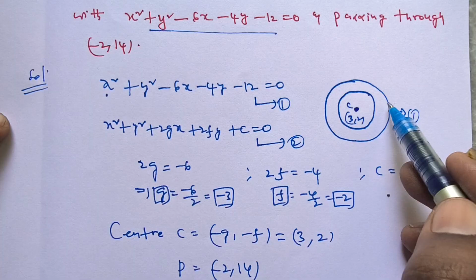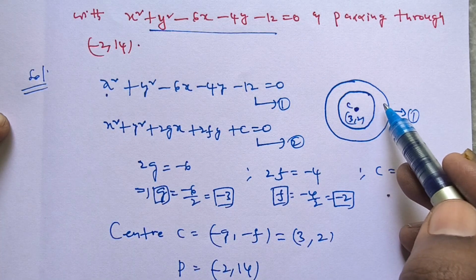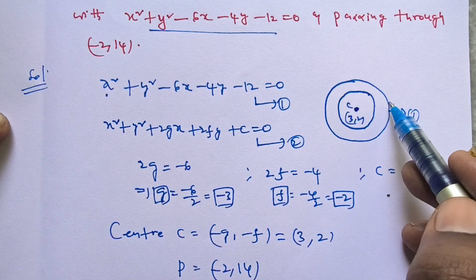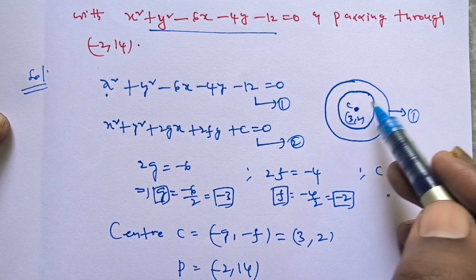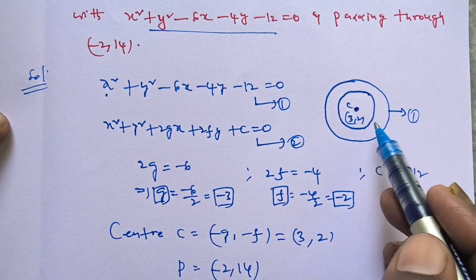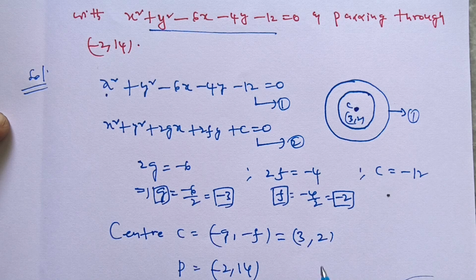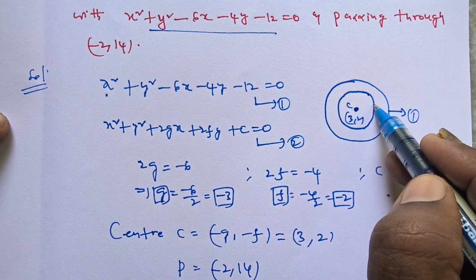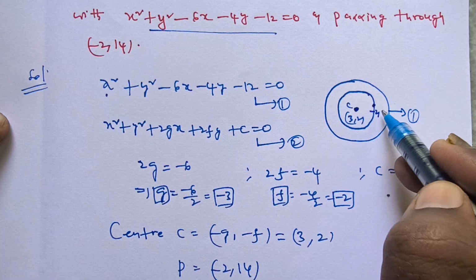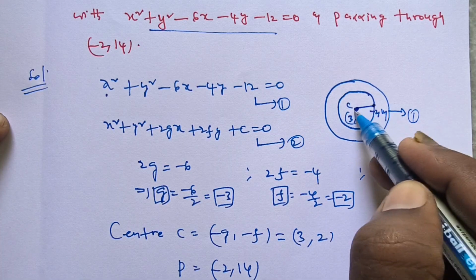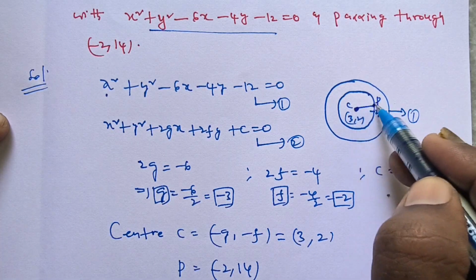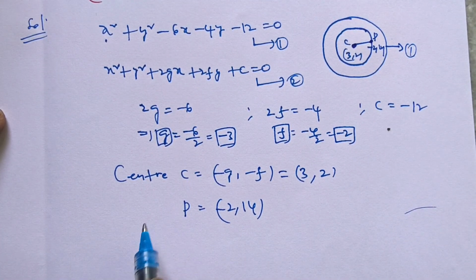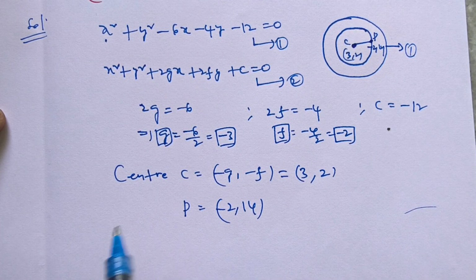Okay, now we need to find the required circle equation here. It may be inner to the given circle or outer to the given circle, no problem here. And it passes through the point minus 2 comma 14. So the distance between these two equals the radius. So now find the radius here.